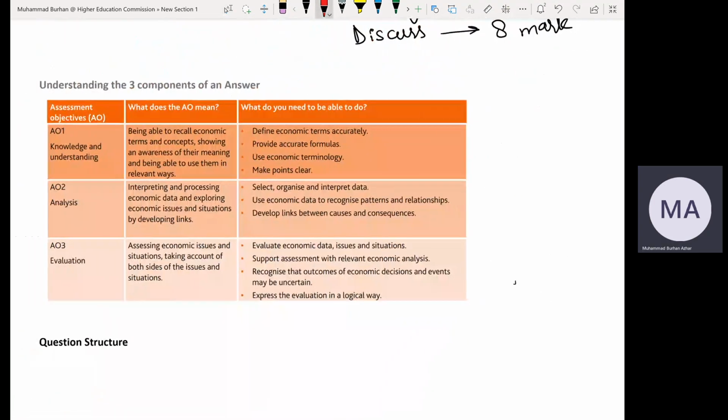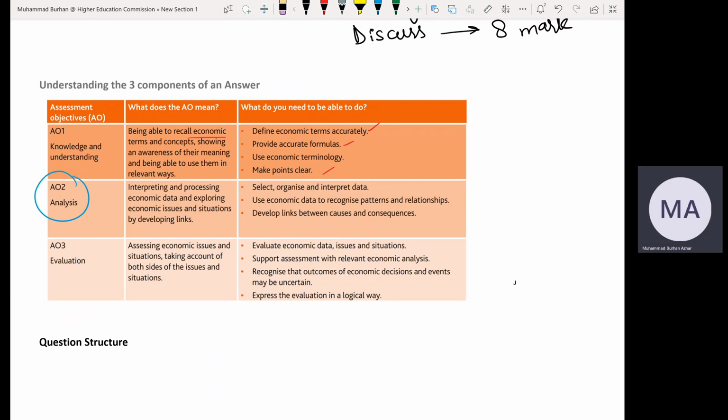ठीक है? Knowledge is basically being able to recall the economic terms, which means कि आपने जो definitions वगैरह याद की हैं या आपने जो points वगैरह आपने याद किए हुए हैं, stating those in the answers, that is your knowledge. ठीक है? Defining economic terms, using formulas, making points. ठीक है? So that is what your knowledge is all about. ठीक है? Knowledge is incomplete without the analysis. With just knowledge, you won't be able to gain good marks in the exam.